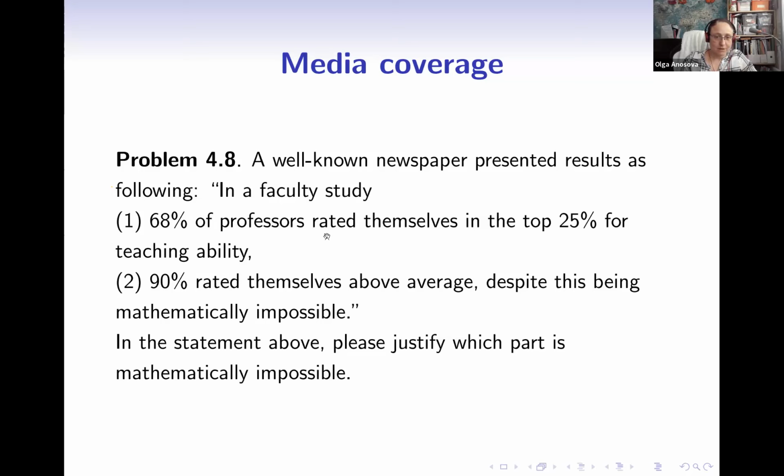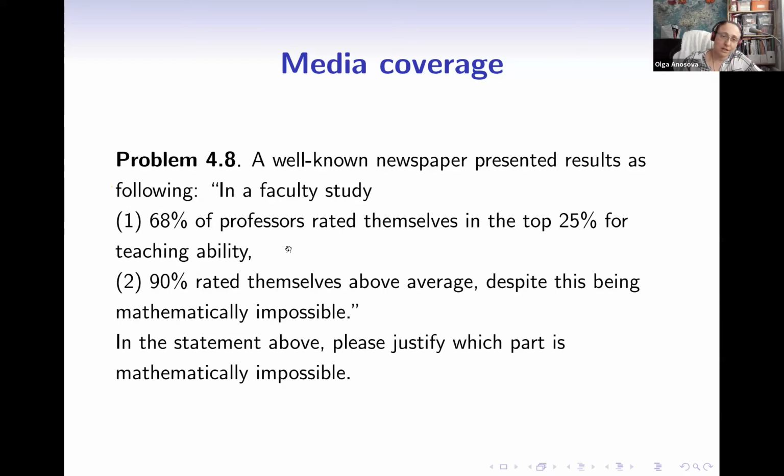It's very catchy and very sort of obvious, isn't it? So let's try to think about it. So is it possible to have 68% high flyers that grade themselves in the top 25? So is it possible? Is there any mathematical impossibility in the first place?